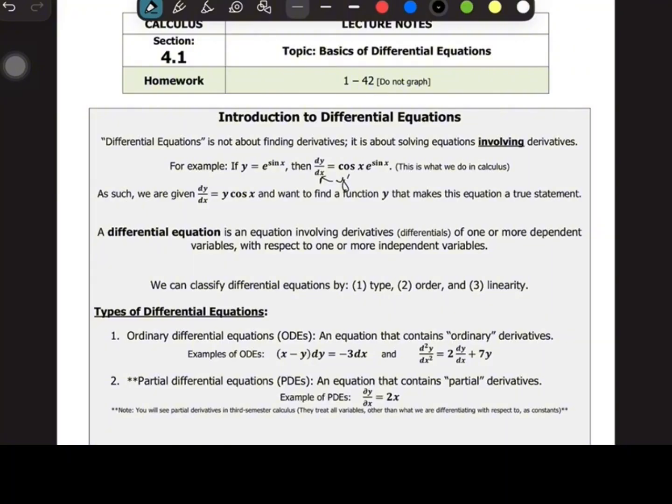Now, what if you're given something like dy dx equals y cosine x, and now you want to find a function y that makes this a true statement? This is where differential equations come in, because we have to deal with an equation involving derivatives or differentials, like dx or dy, of one or more dependent variables with respect to one or more independent variables.